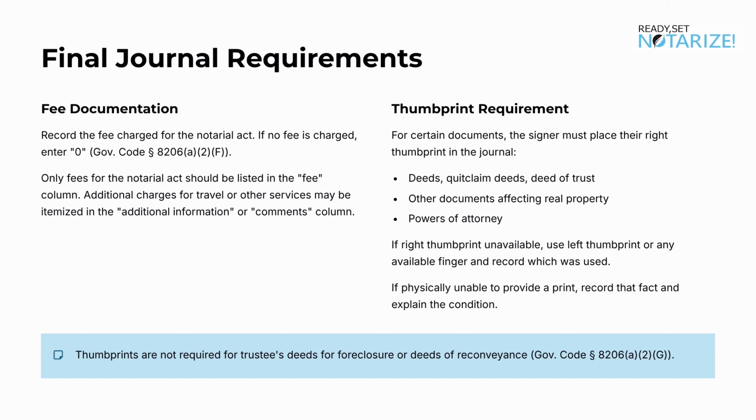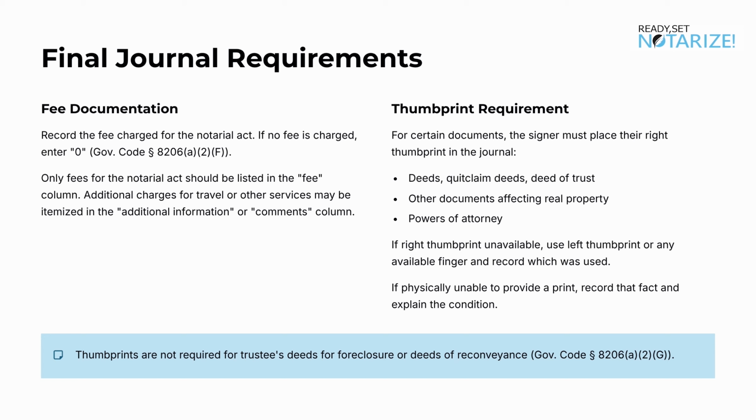California Government Code Section 8206(a)(2)(F). If the document with the notarized signature is a deed, quitclaim deed, deed of trust, or other document affecting real property or a power of attorney, the notary public must require the party signing the document to place his or her right thumbprint in the journal as part of the line item entry for the transaction.